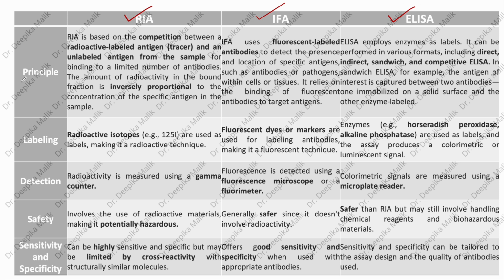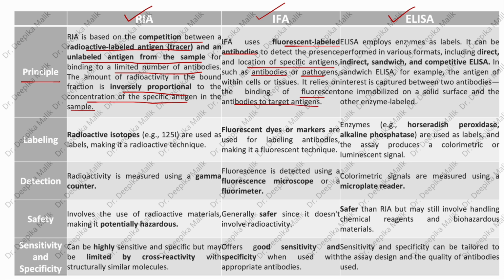The principle: radioimmunoassay is based on the competition between a radioactively labeled antigen, that is the tracer, and an unlabeled antigen from the sample for binding to a limited number of antibodies. The amount of radioactivity in the bound fraction is inversely proportional to the concentration of the specific antigen in the sample. Immunofluorescence assay uses fluorescent labeled antibodies to detect the presence and location of specific antigens such as antibodies or pathogens within cells or tissues. It relies on the binding of fluorescent antibodies to target antigens.